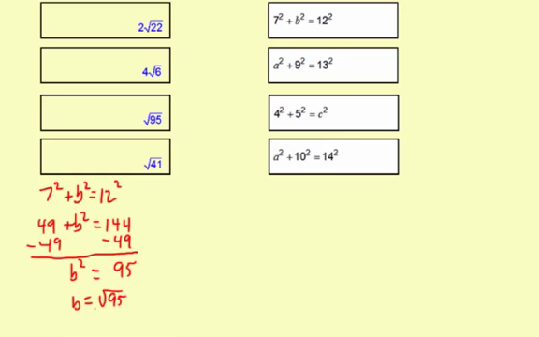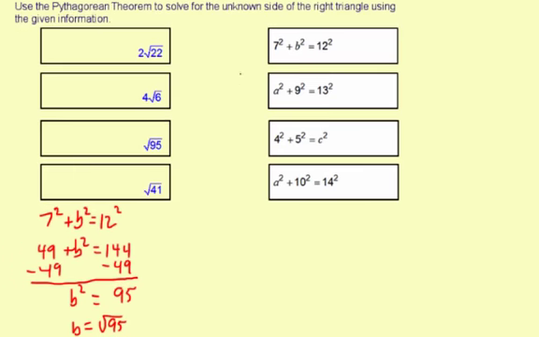Now notice I didn't use a plus or minus here. And when we're dealing with the Pythagorean theorem, we're dealing with distance. Distance can only be a positive number. So I ignored the negative square root in this case. Now 95, that's 19 times 5, which are both prime numbers, so it can't be reduced. So b equals radical 95.